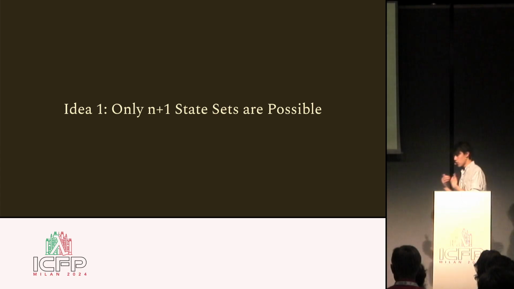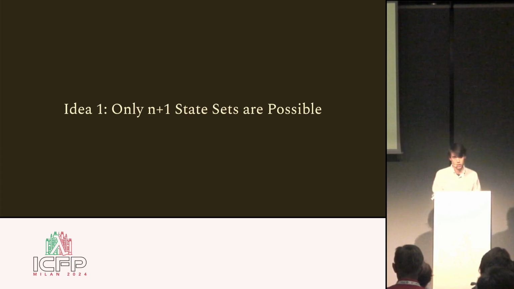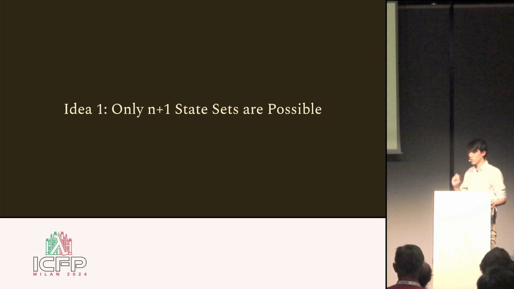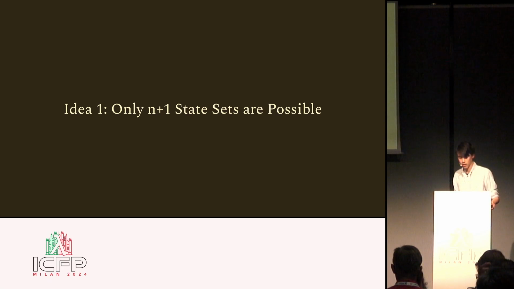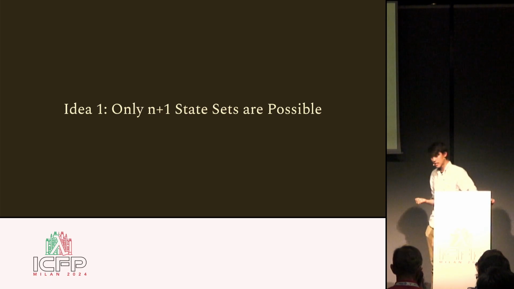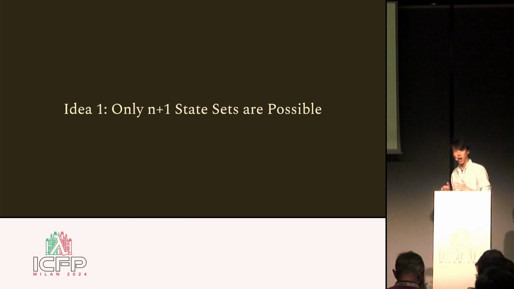I want to give the two main ideas of what makes this Knuth-Morris-Pratt algorithm work. And it's close to the NFA, but it exploits two pieces of structure in that particular NFA. And the first idea is that there's only n+1 sets of states possible.